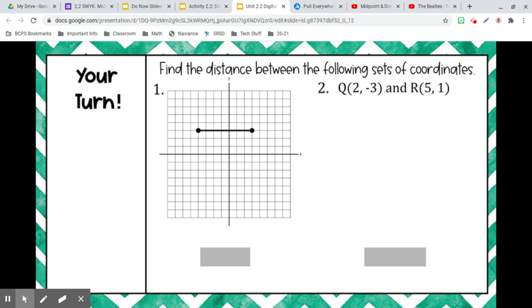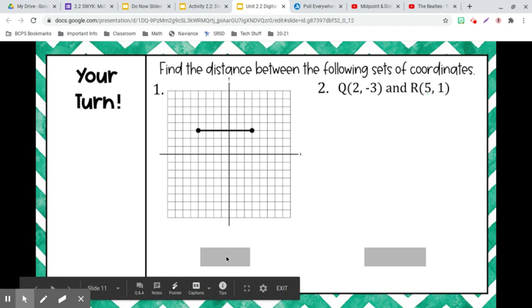So, now we have a couple practice problems. It says find the distance between the following sets of coordinates. Number 1 is a horizontal line. And what did we say we could do on a horizontal line? That's right. We just have to count the units in between the endpoints. So we have 1, 2, 3, 4, 5, 6, 7 units right here on this line. So on the gray box, you would say 7.